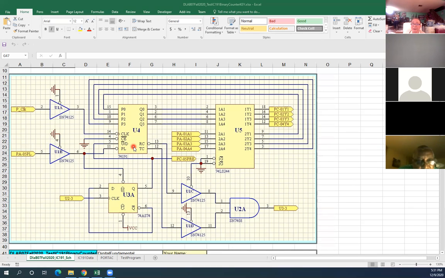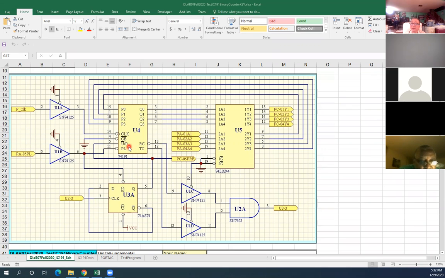Okay, that's the counting. The next function will be loading, pin 11. Low, it will be loading. Okay? So when you try loading, that means Q0 equals P0, Q1 equals P1, Q2 equals P2 and Q3 equals P3. Load gets a higher priority. That means if you are loading, you cannot count.